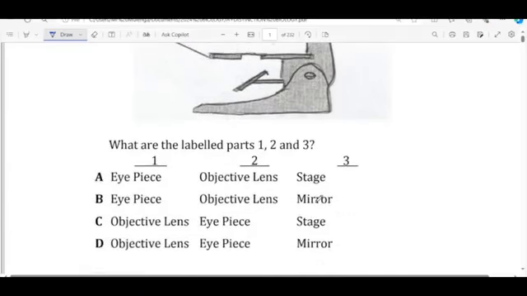So let's look for these options. We have said 1 should be the eyepiece, then 2 is the objective lens, 3 is the stage. So we'll go for A and B. C and D are completely wrong, because in C they have said 1 is the objective lens, and again objective lens on D. So A: 1 eyepiece, 2 objective lens, 3 stage. B: 1 eyepiece, 2 objective lens, 3 mirror. So the answer here is going to be A. 1 is the eyepiece, 2 is the objective lens, 3 is the stage.